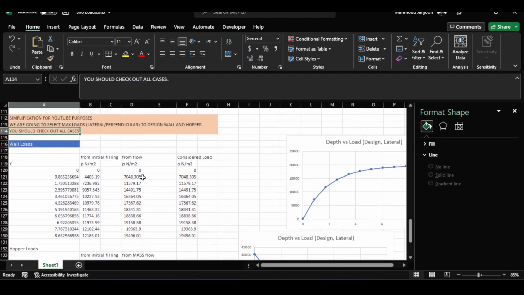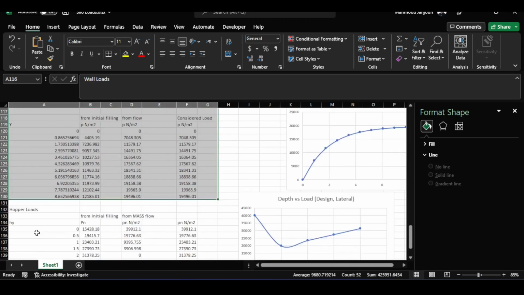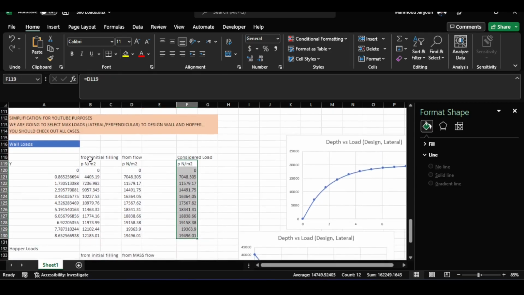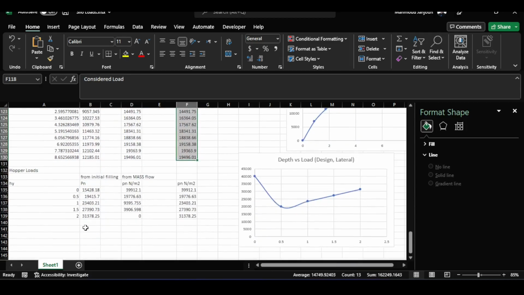See, you have a case where you have initial loading conditions and a case where you have movement or emptying loading conditions. And for each one of those elements, wall and hopper, I'll be choosing the maximum load. So I put here from initial filling the lateral pressure, and from flow the lateral pressure. Of course, the flow will win because you multiply by 1.6. So by default, this wins. And I put here the pressure from initial filling and the pressure from mass flow.